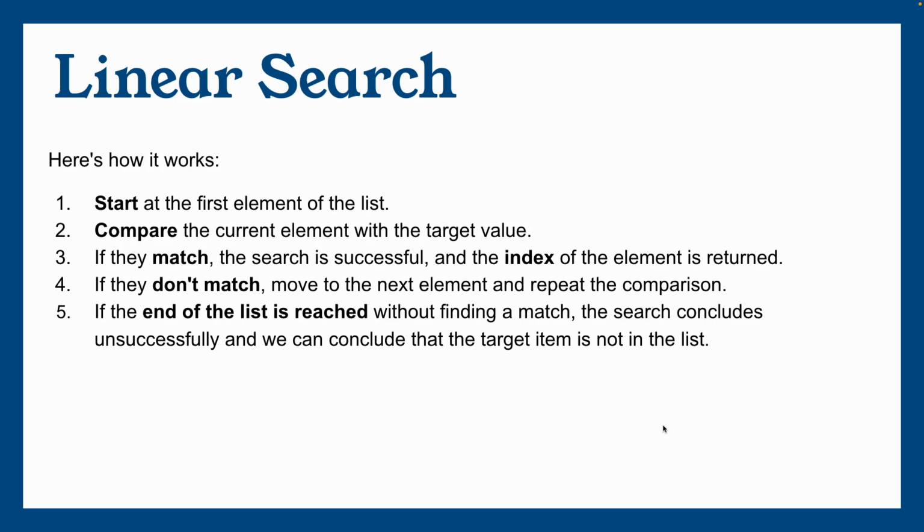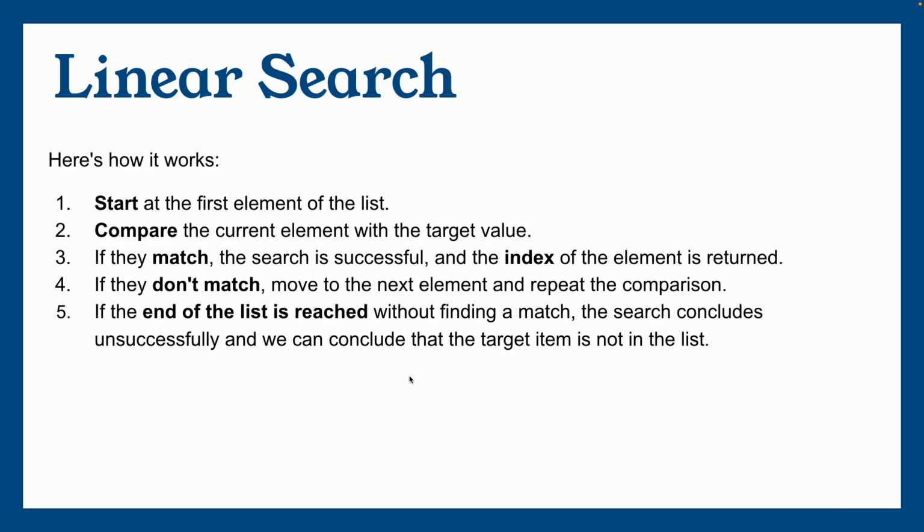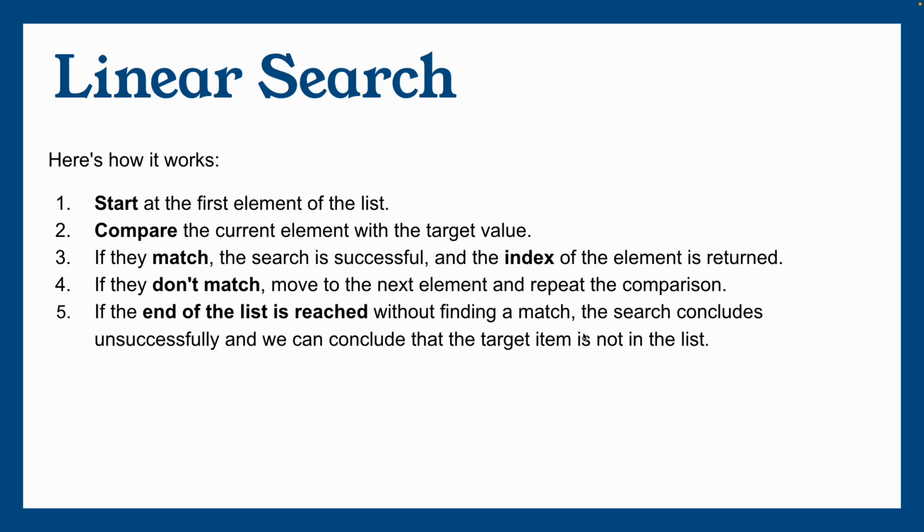So here's how it works. We start at the first element of the list. We compare the current element to the target, and we're checking to see if they match. If they match, the search is successful and the index of the element is returned. So hypothetically, if we were looking for 10, we would have found 10 and returned 0. So if we find 20, it returns 6. Correct. It returns the index of the element that's found.